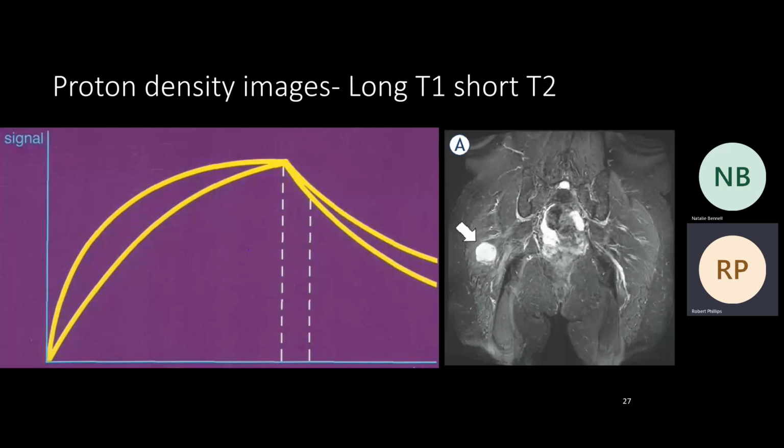So what will happen if we take an image from this part of the graph where T2 is also less and T1 is also less? That sort of image is called a proton density image, because this image depends only on the amount of proton and not the relaxation.